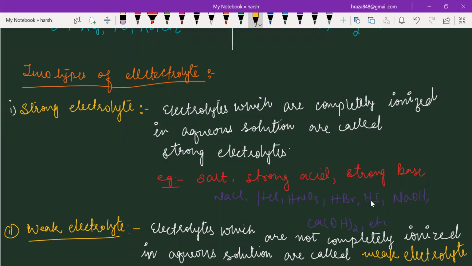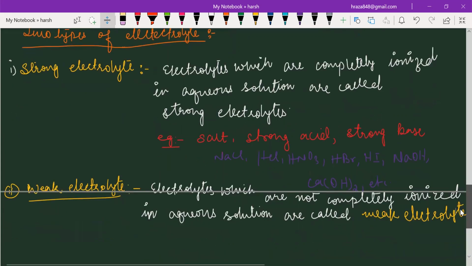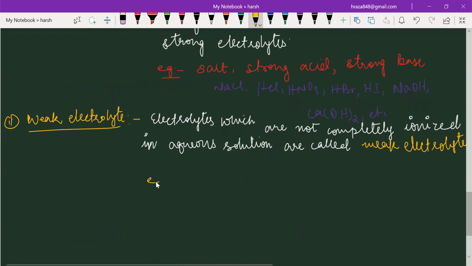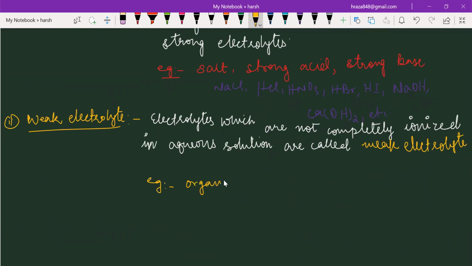Okay. So I'm going to take examples of this also. Please write it. The examples are organic acids and organic bases. Organic acids, like you can say carboxylic acid, CH3COOH, ethanoic acid, methanoic acid, and organic bases like methanamine, etc. Done, sir.